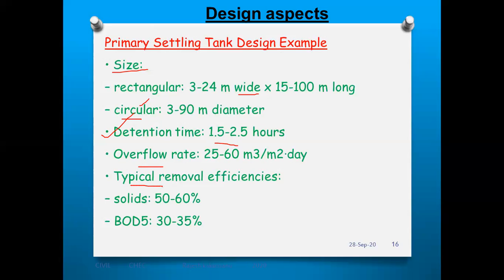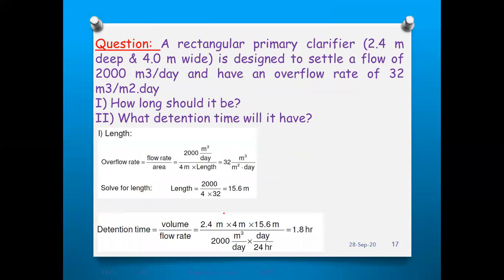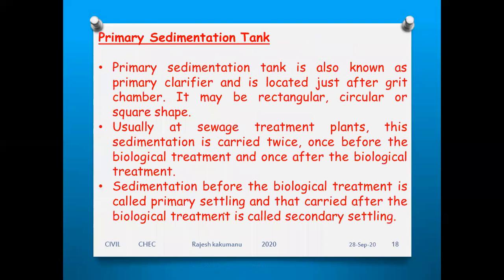Next, the typical removal effectiveness. So removal effectiveness ఎంత ఉంటుంది దీనికి? Solids వచ్చేసి 50 to 60%. Biological oxygen demand for 5 days is equal to 30 to 35%. So that is the design aspects of this tank. So if you see any problem for this one, just an example of this problem.